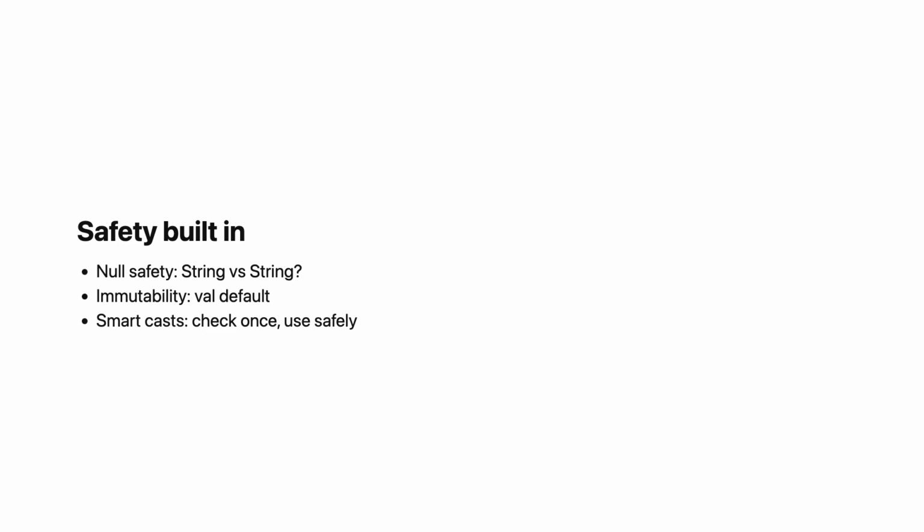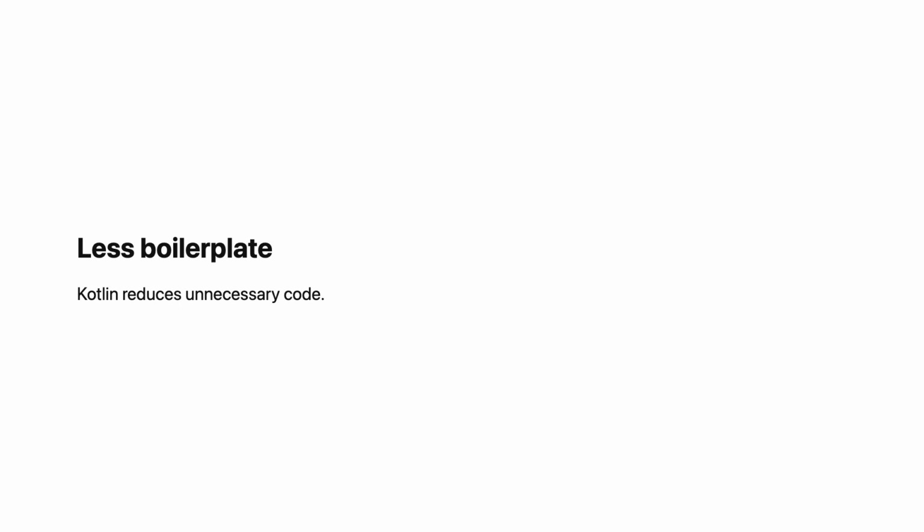Smart casts reduce repetitive code. When you check a type, the compiler remembers. You do not need to cast again. These features make code safer without being annoying. Safety is the default. Danger requires explicit choice.